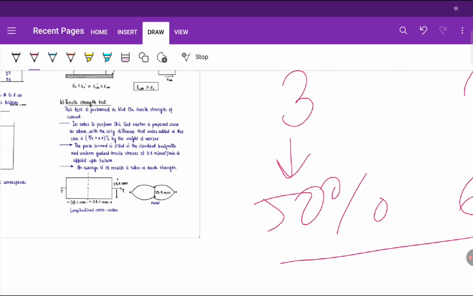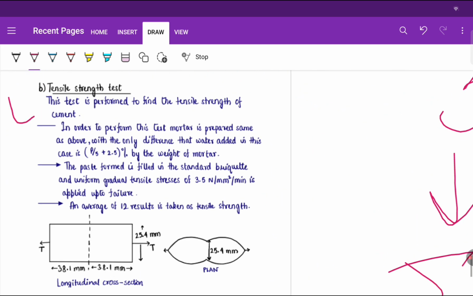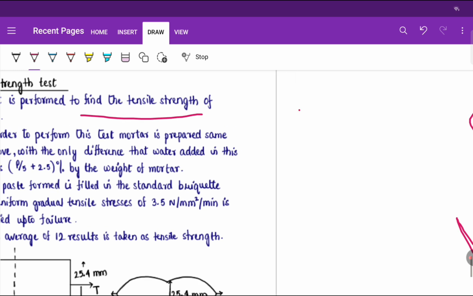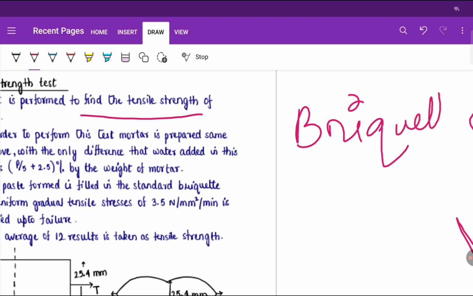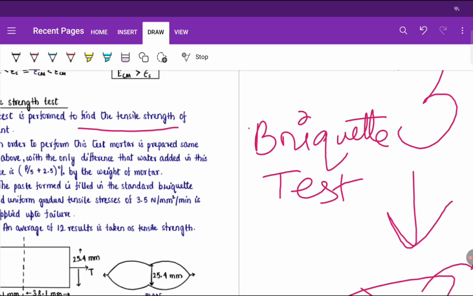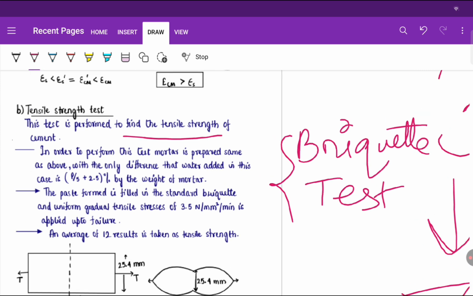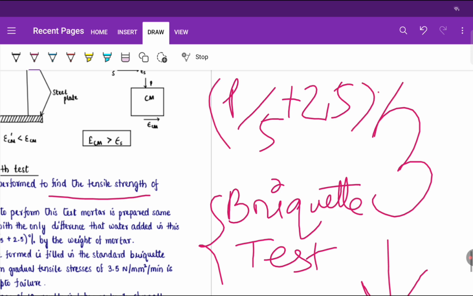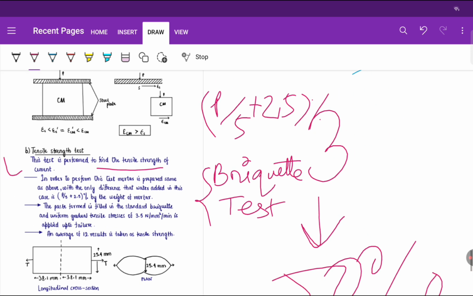Now we will do the tensile test. Tensile strength of cement. For tensile strength of cement we use one method, that is called the briquette test. For the briquette test, the amount of water needed is P/5 plus 2.5%. Remember it.